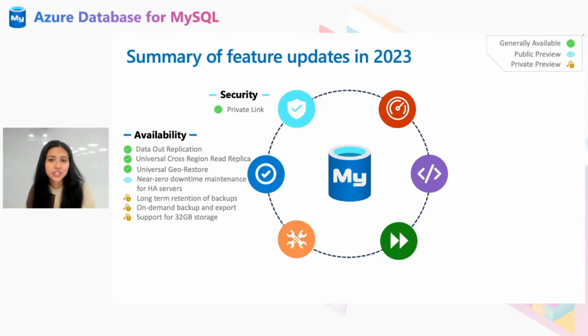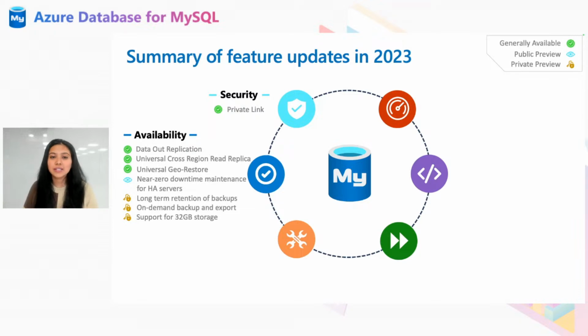Then we had Universal Geo Restore, which allows you to restore your source server instances back up to any alternate region across the globe. So earlier, most of these were paired region restores that were available, but we also released the Universal Geo Restore feature last year.